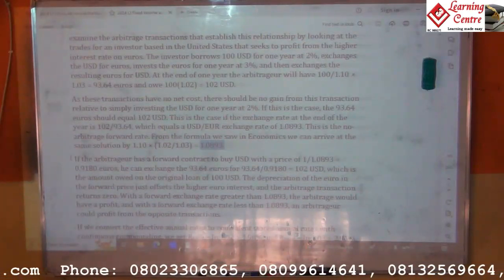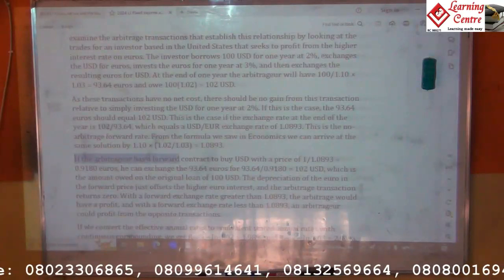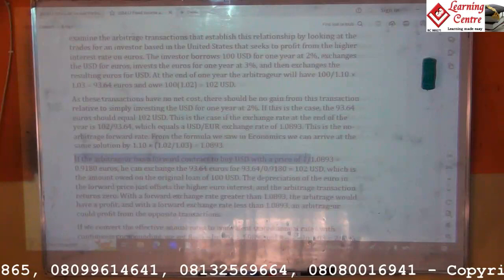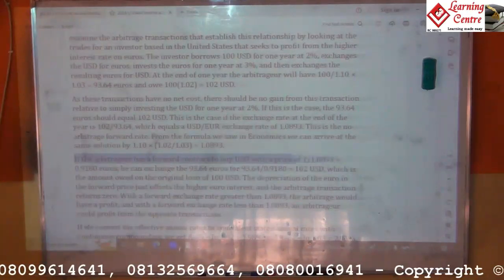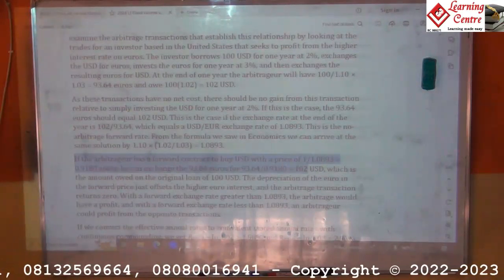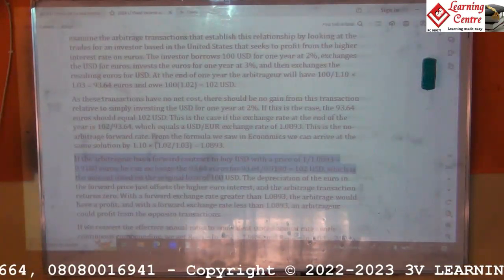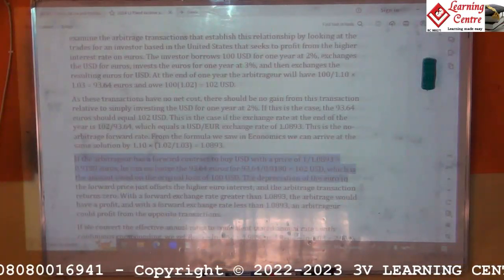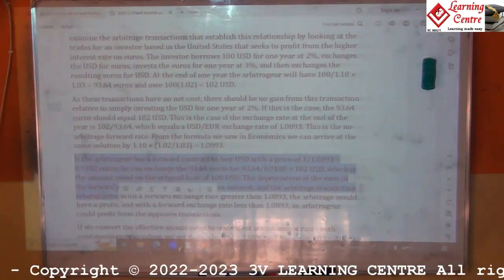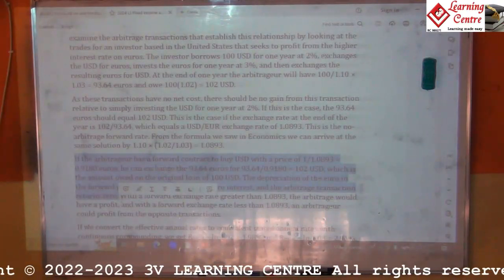So he now says, okay, let's look at if an opportunity exists. If the arbitrageur has a forward contract to buy USD with a price of this, he converts this USD to euros, then he exchanges 94 euros, you will get 102 USD, which is the amount owed on the original loan of 100 USD. The depreciation of the euro in the forward price just offsets the higher interest rate, and the arbitrage transaction returns 0. Because you are owing 102, when you finish all those transactions, you get to 102.